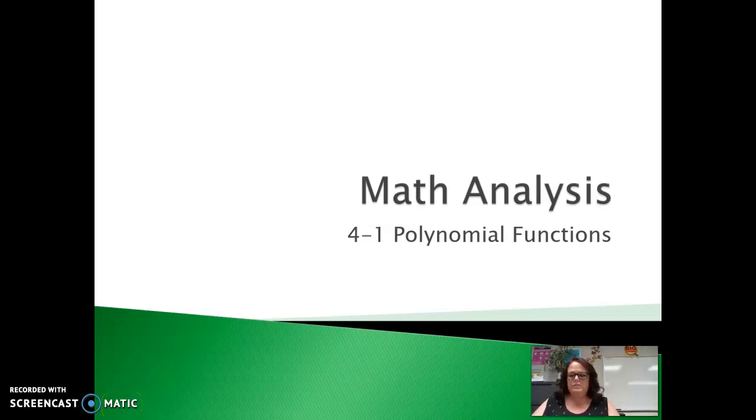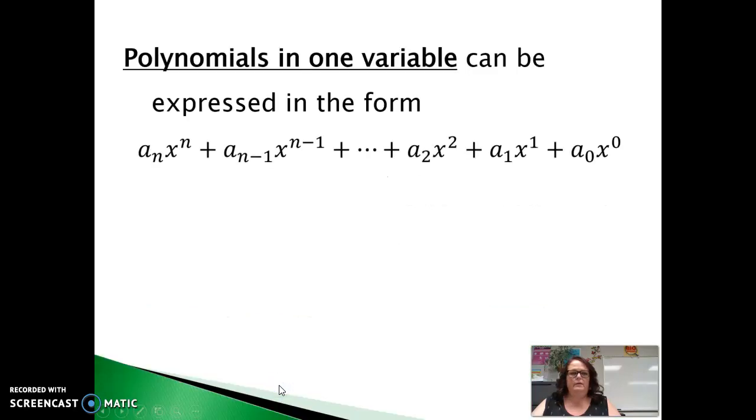Good morning. So we're going to be starting chapter 4 today. And so we want to make sure that we've got all our vocabulary covered. So we're going to do some review of some vocabulary. So a polynomial in one variable can be written in this form.